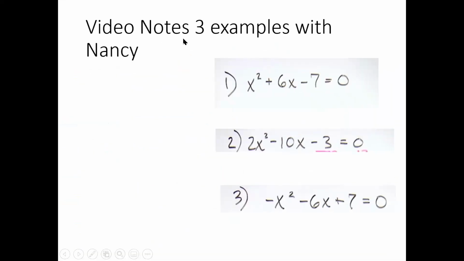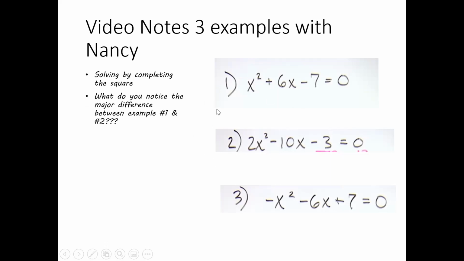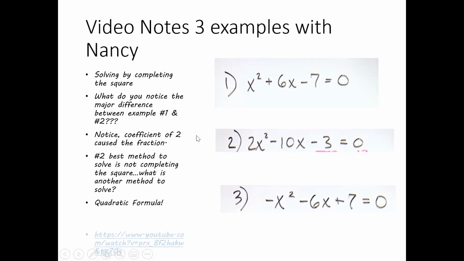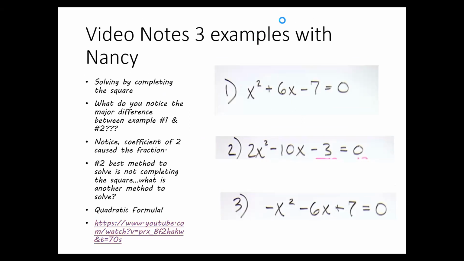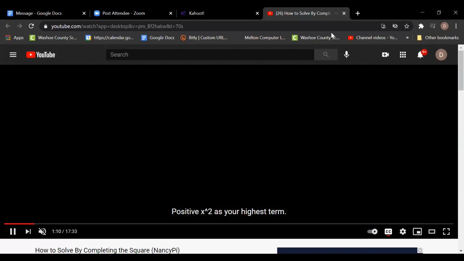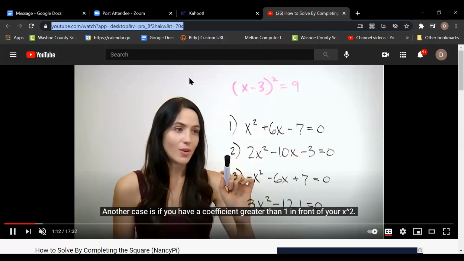All right, so we're going to go over these 3 examples with Nancy, who is another person who does videos. And so with that said, we're going to solve these by completing the square. What do you notice are the differences between examples 1 and 2 and 3? We're going to watch the video from this link. I'm not going to play the video for you guys, but when you get there, it will look something like this, which is what the video looks like.